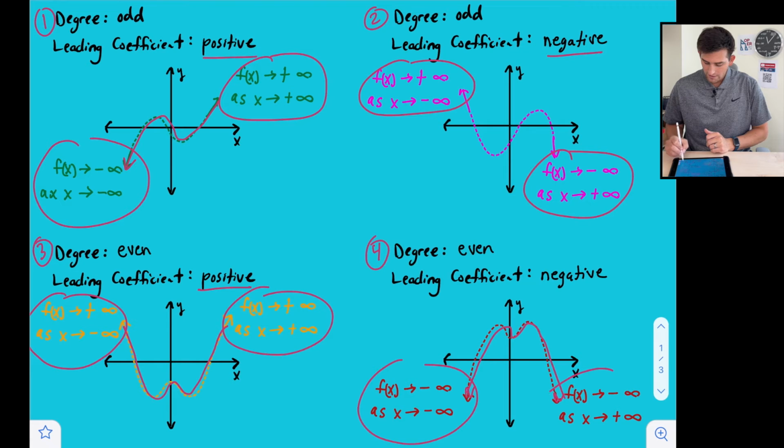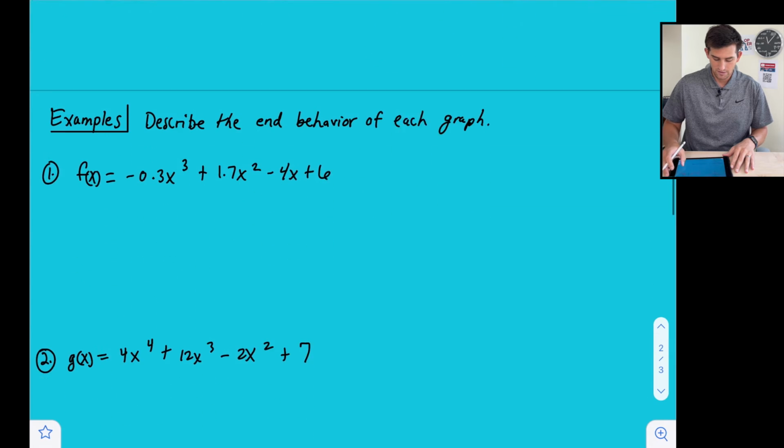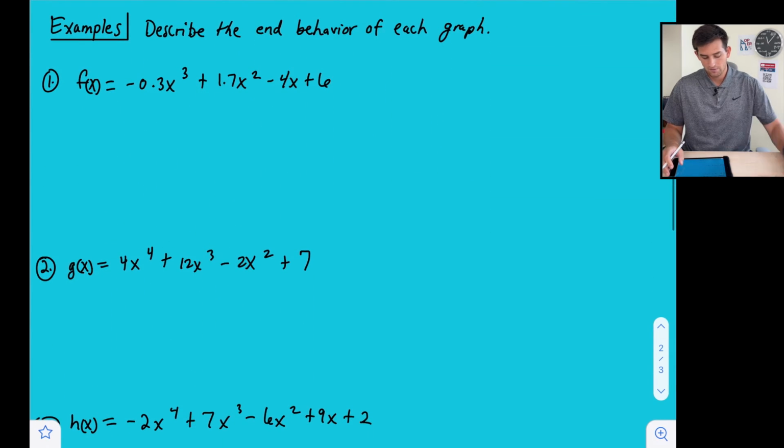On the right side of our graph, as we approach positive infinity to the right, as our graph moves to the right, our graph is moving down, so approaching negative infinity. So we're going to look at one example for each of these different types right here below. So we're going to describe the end behavior of each graph.